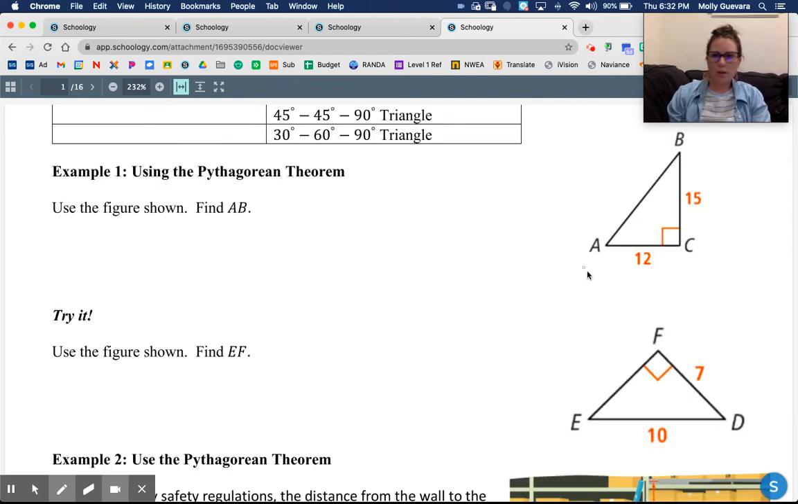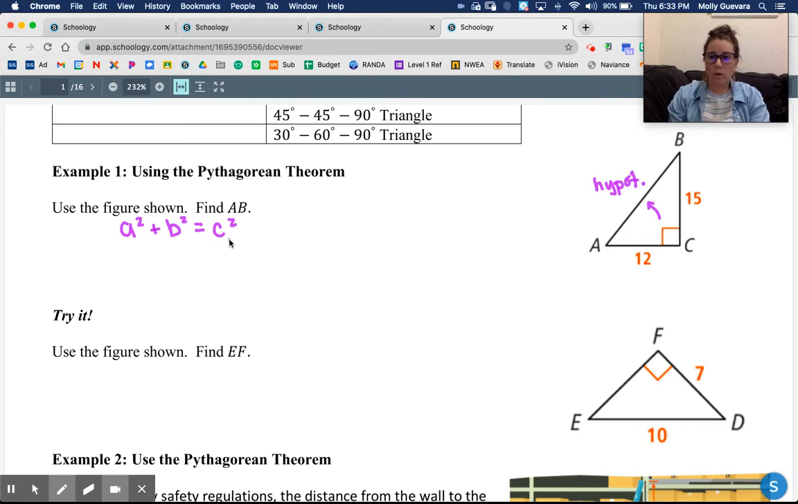Okay, so here we are back at 8.1. Let's look at example 1, which is just using the Pythagorean theorem. Example 1 says, find the length of AB. Well, AB is across from the right angle, so this is the hypotenuse. And that's important to note because remember that in my Pythagorean theorem, a squared plus b squared equals c squared.